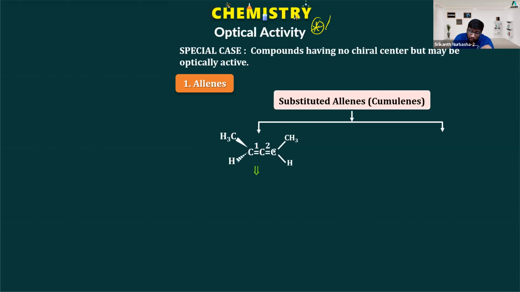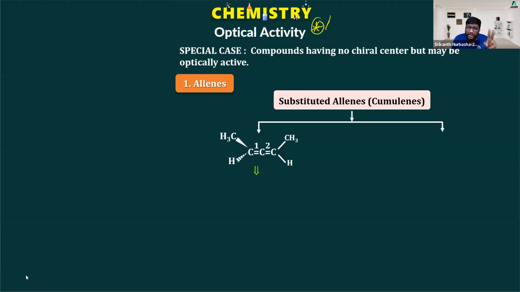And you should not have the same groups connected to the terminal carbon atoms. Same as geometrical isomerism: if one of the carbons of the carbon-carbon double bond contains two same groups, it is not showing geometrical isomerism. Same way, C double bond C double bond C: if one of the terminal carbons has two same groups, then it will not be optically active.